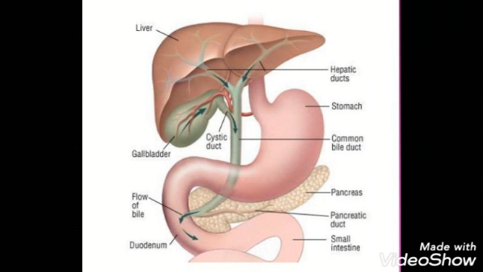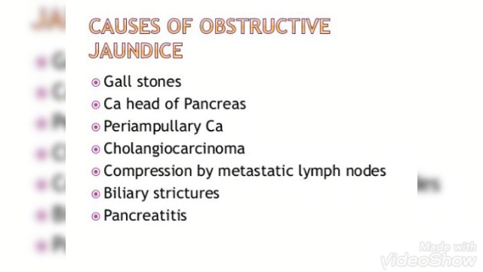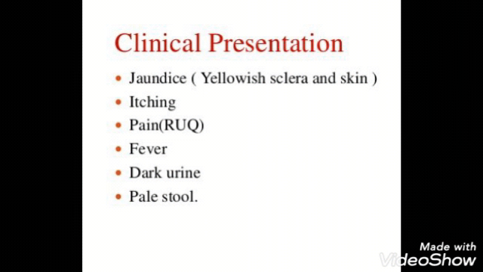Now the etiology or the causes could be prehepatic, hepatic or post-hepatic, that is obstructive or surgical jaundice. Other factors could be gallstones, cancer of head of pancreas, periampullary carcinoma, cholangiocarcinoma, pancreatitis, biliary stricture, or the compression by the metastatic lymph nodes, tumors or hydatid cyst.